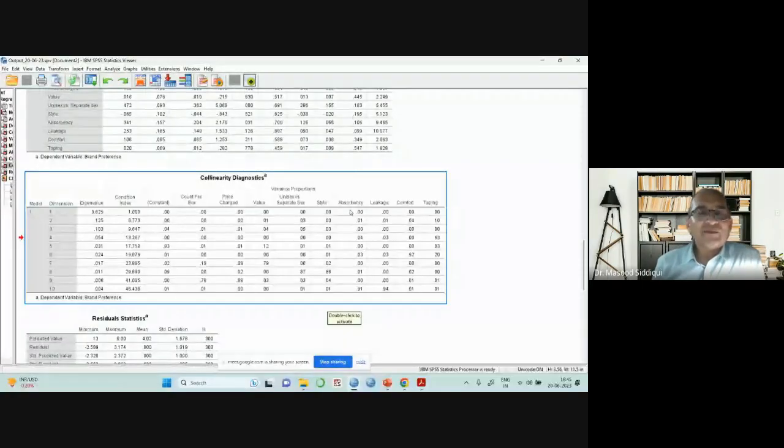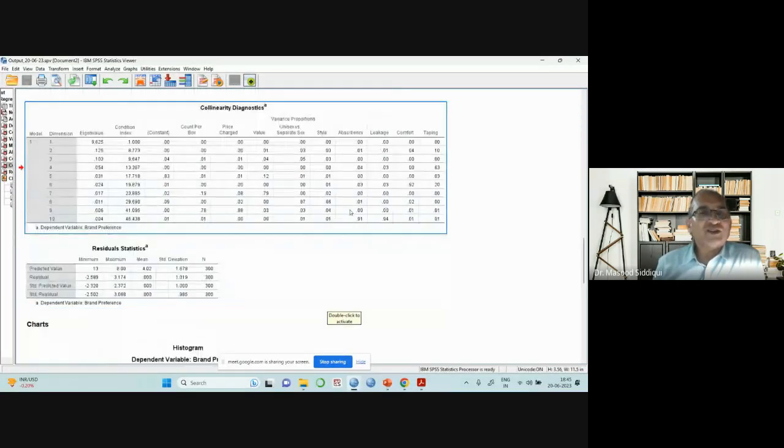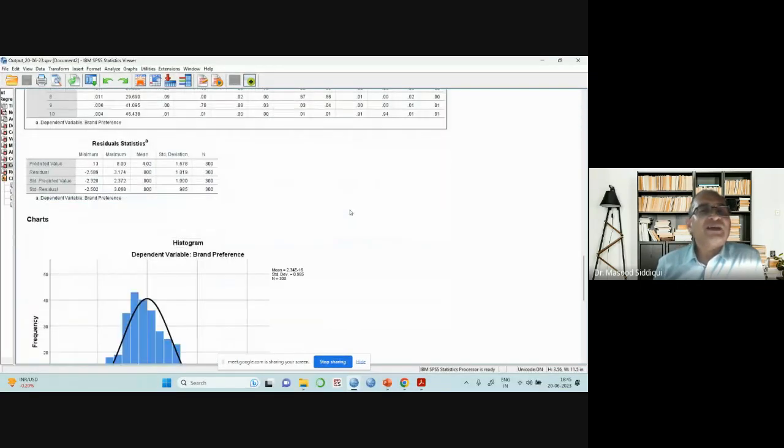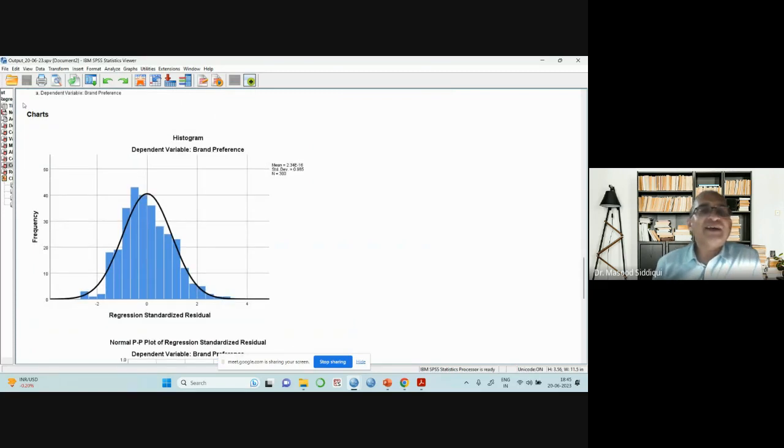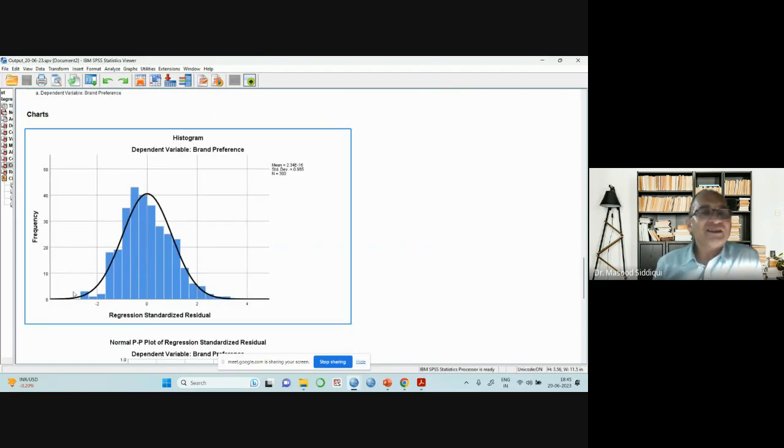Now, this is the output. First, we are checking the normality of the residual term, the first assumption. So this is the histogram. As you see, this histogram is approximately normal. So we can say that our residuals are following normal distribution.